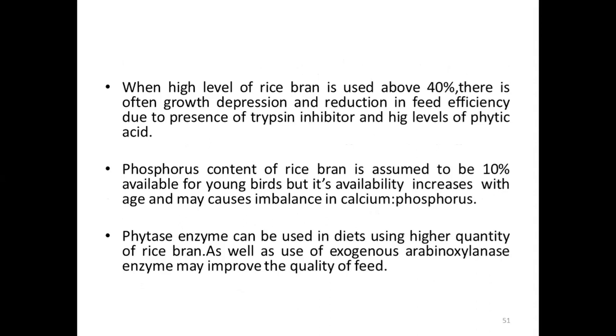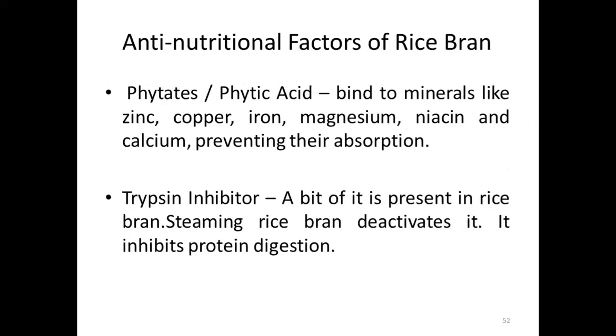So if we use a higher amount of rice bran in old age birds, they are capable of making phosphorus available from the rice bran. In this case, that may cause an imbalance in calcium and phosphorus. Addition of extra calcium at the recommended dose can solve this type of problem. Phytase enzyme can be used in diets with a higher quantity of rice bran, as well as arabinoxylanase enzyme, which may improve the quality of the feed.